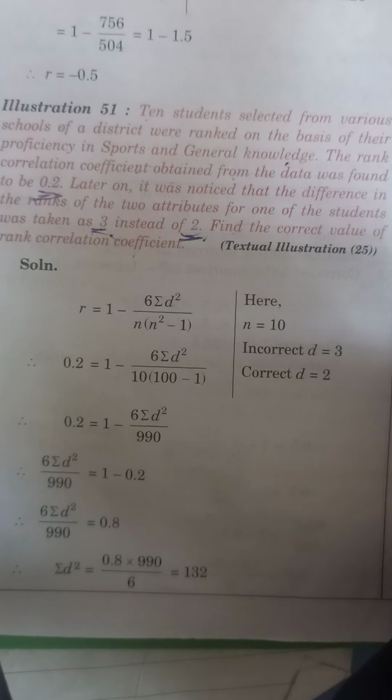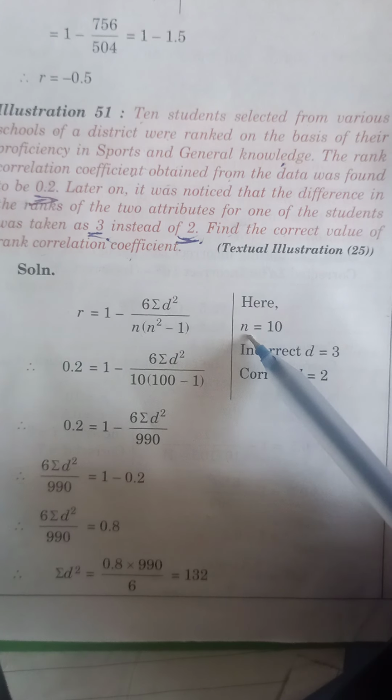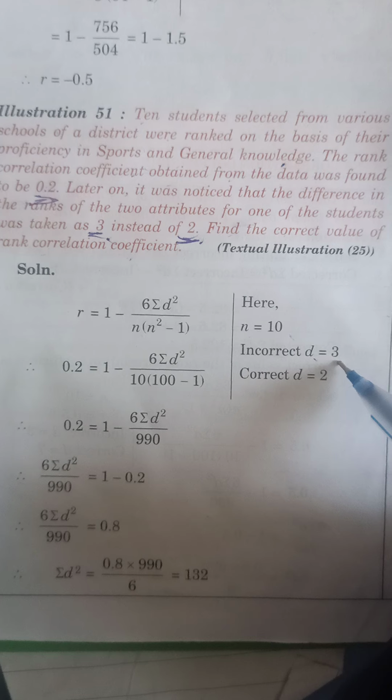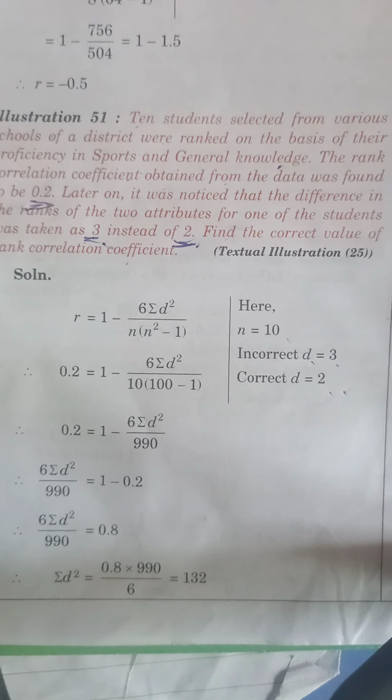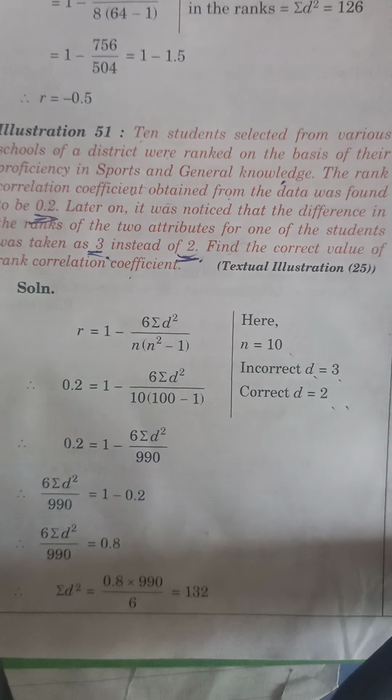Students, our first step is to find the wrong value of sigma d square. Here n is equal to 10. The incorrect value of d is 3 and the correct value of d is 2. First of all, we find the wrong value of sigma d square by putting the values into the formula.